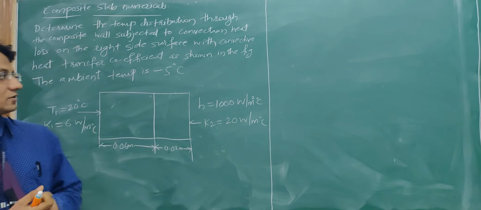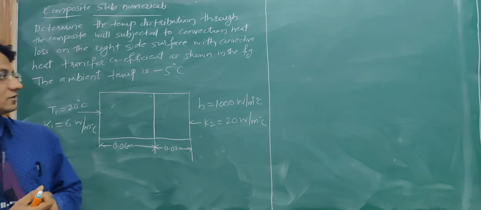I am taking one example where there are two composite slabs attached to one another having thermal conductivities K1 and K2. So this is the problem given, and I'll just read out the statement. Determine the temperature distribution through the composite wall subjected to convection heat loss on the right side surface with convective heat transfer coefficient as shown in the figure. The ambient temperature is minus 5 degrees centigrade. In the figure you can see the composite slab given.